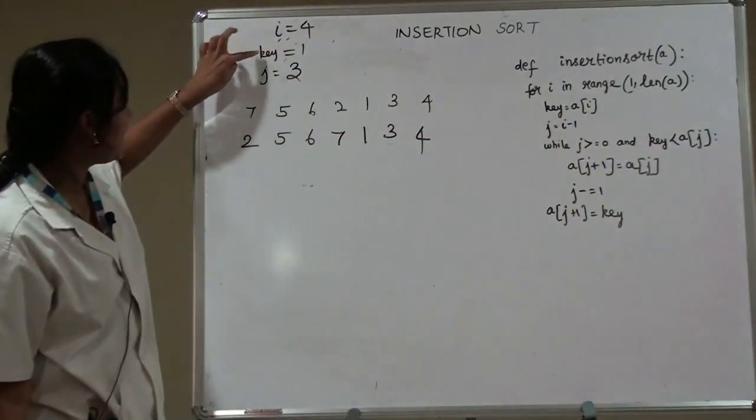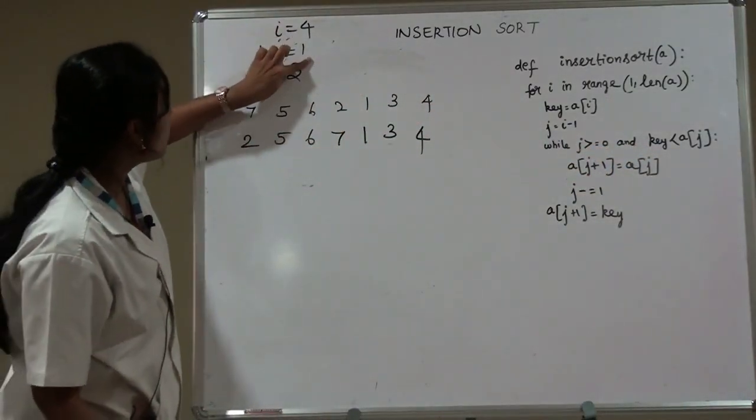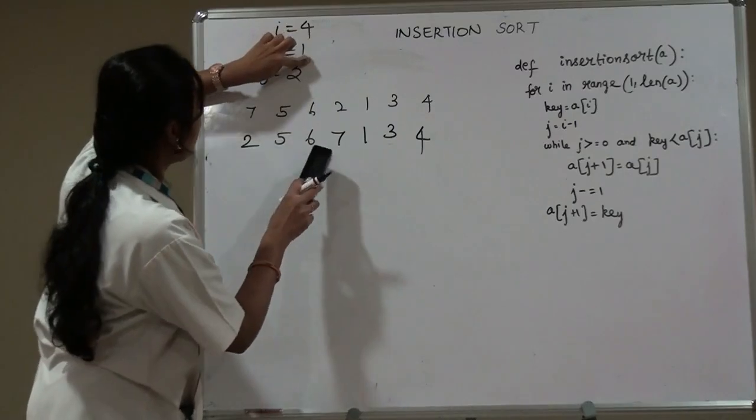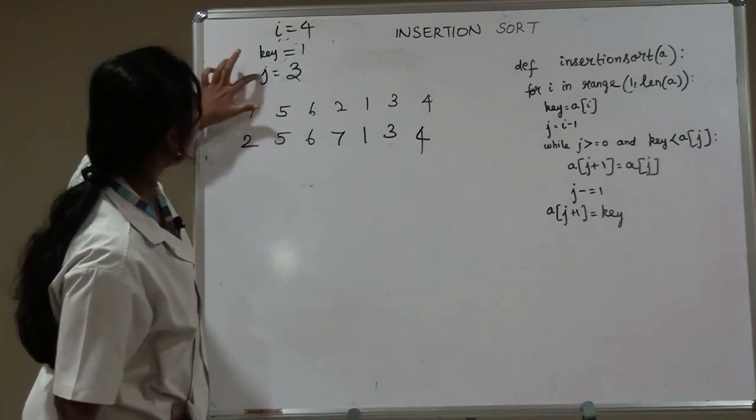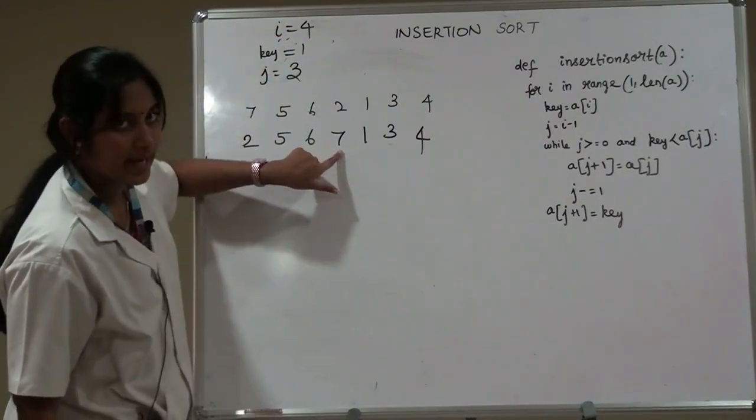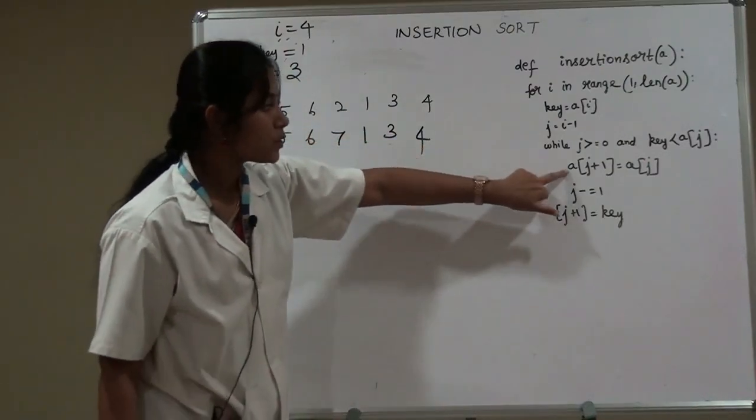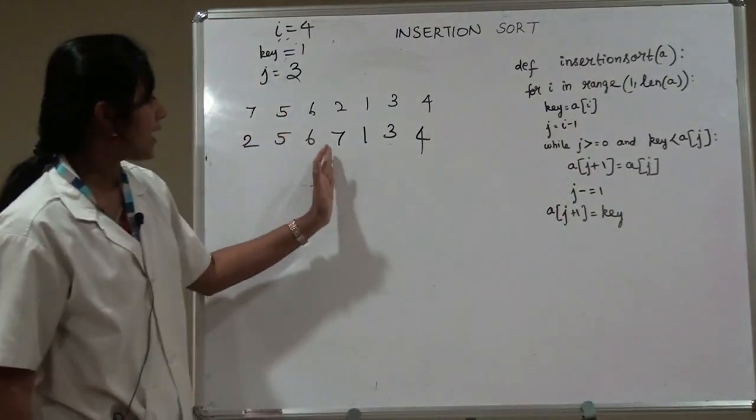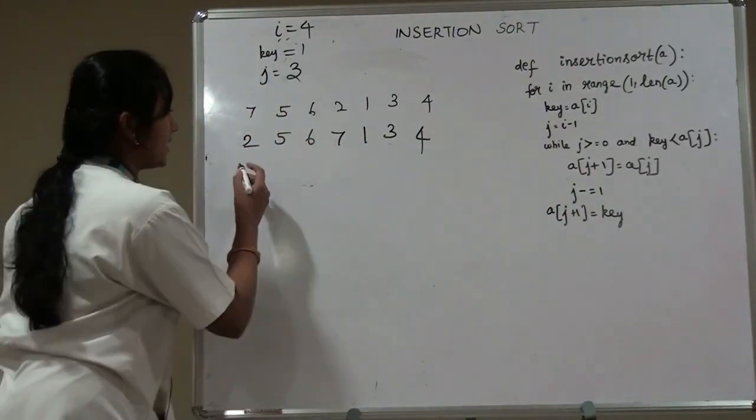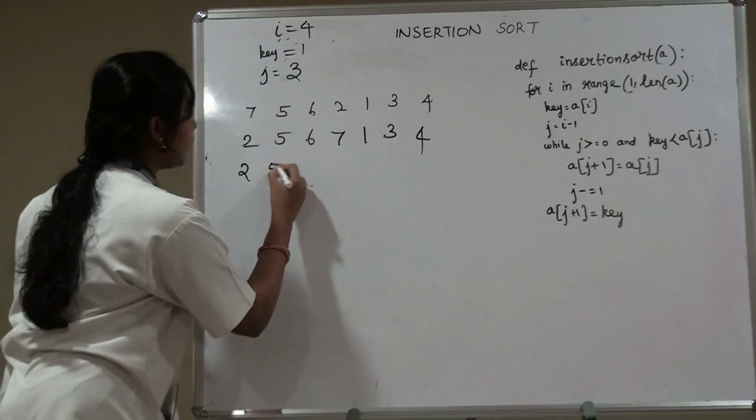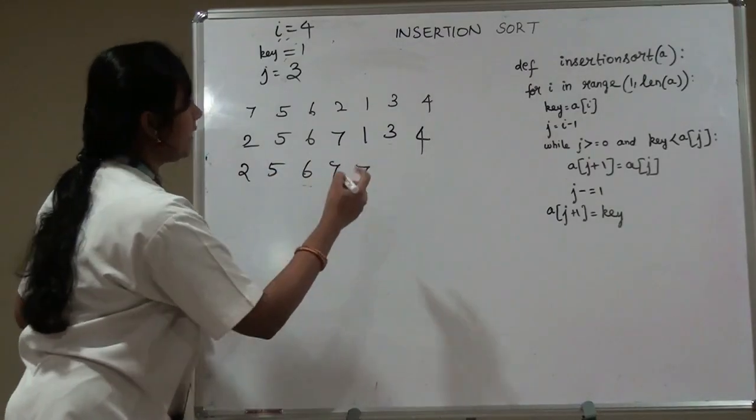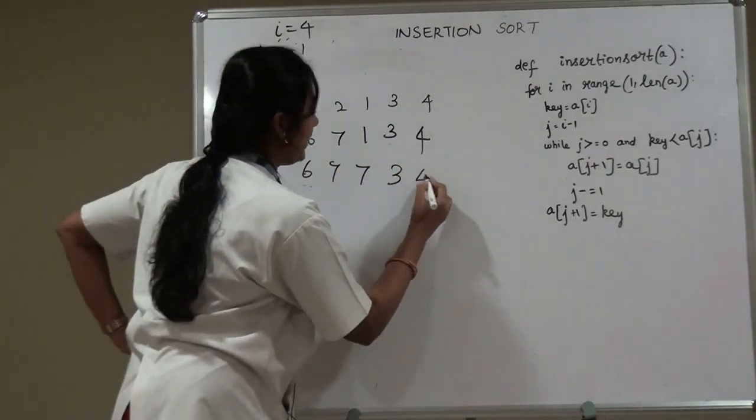So what is my key? Key is 1. What is a of j? A of 3. So 7 is a of j. So 1 is less than 7. Condition is satisfied. So what am I doing? I am moving this element to the right. So I will get an array like this. When executing a of j plus 1 equal to a of j, I am getting it like this.